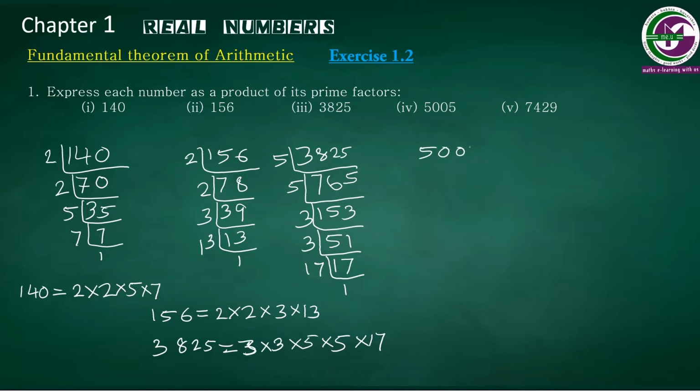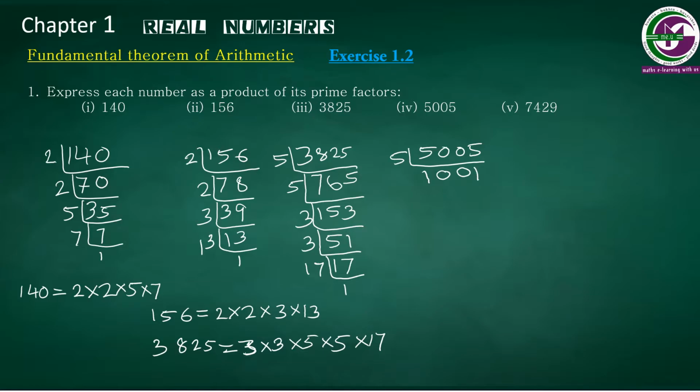5005. Here also the number ends with 5, so you can write 5 as a factor. In 5 there is 1 time 5. In 0 no, so you need to write 0 here, again 0 here, 1.